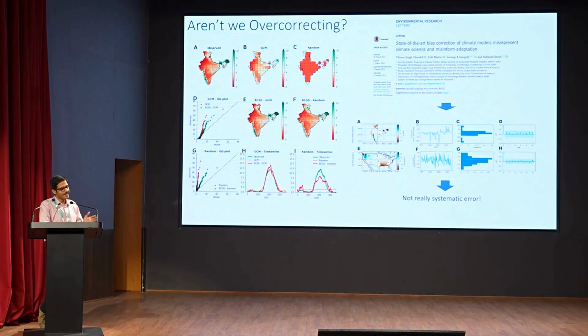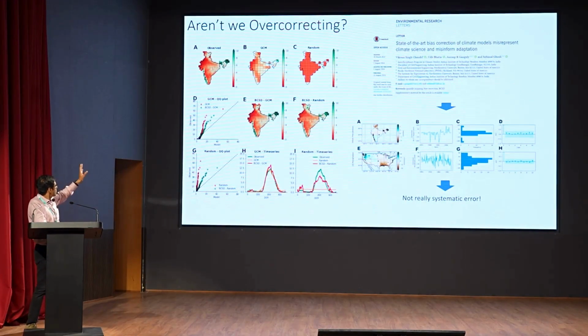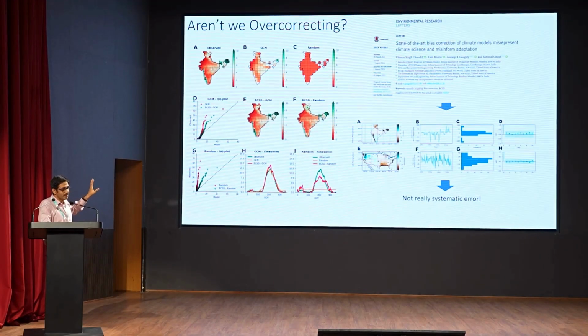He picked up some simple random numbers and performed a very similar bias correction. You can see that the top row shows observations, then the coarse resolution climate model, and then a completely random number. When he performed the bias correction, you can see in E that with the GCM you are getting a very good match with observations because you are performing bias correction. But on random numbers too, you are getting very similar results.